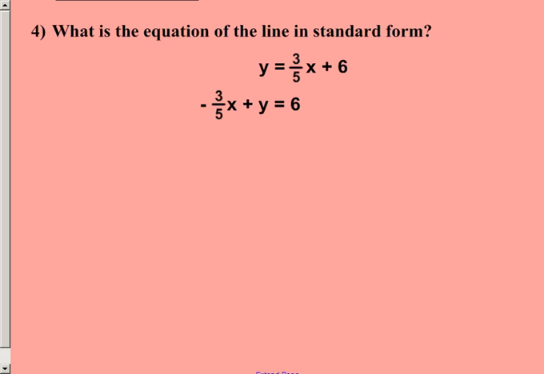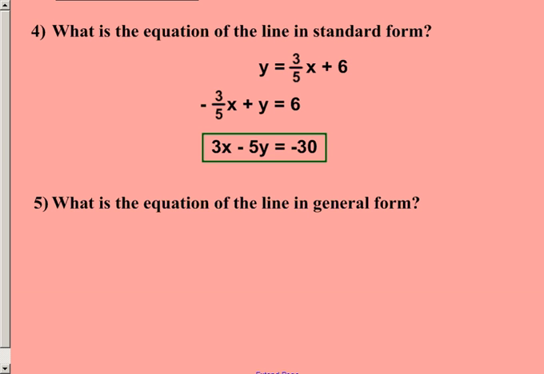One of the things about standard form is that your lead coefficient for x should be a whole number and it should be positive. So what we would probably do there is multiply the entire equation by negative 5. That takes care of the negative sign in front of the lead coefficient, and also the denominator of the lead variable, and we end up with 3x minus 5y equals negative 30. There is your standard form.